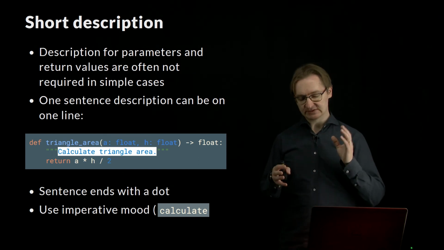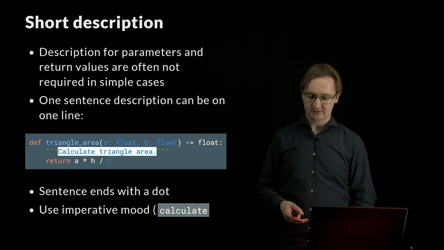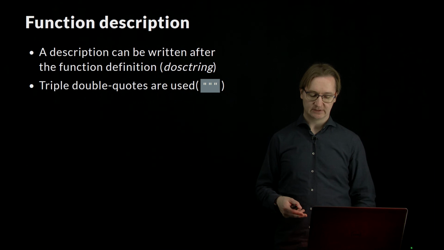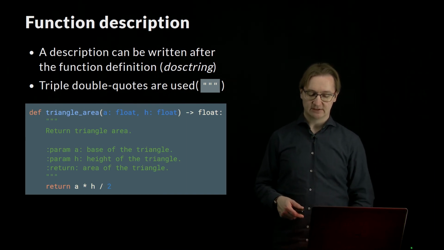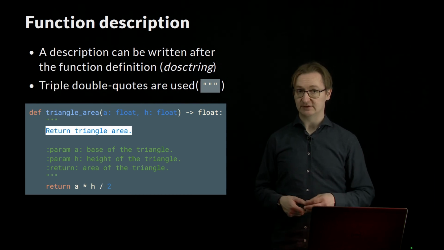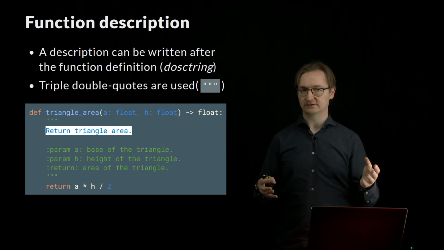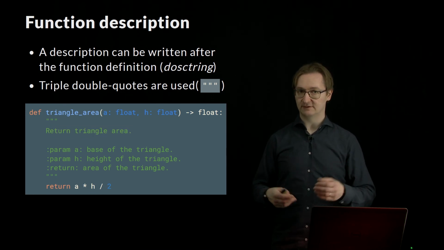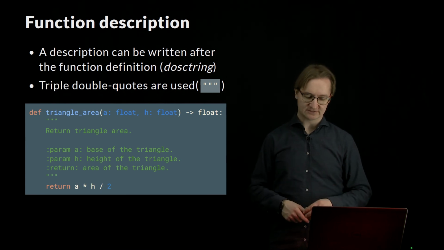If you have several sentences that you want to write for your function, then you have to use the longer version of this docstring. So you have to have several lines. Also, in the case you want to have several sentences, the first sentence is like the summary or the main sentence. Then you have to have one free line or empty line, and after that you can have more sentences.